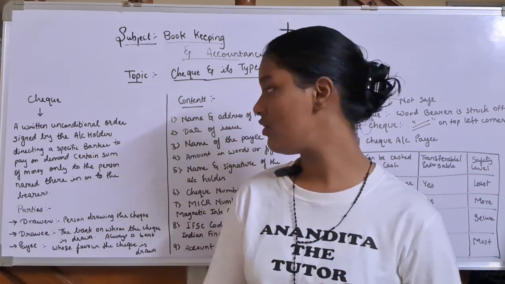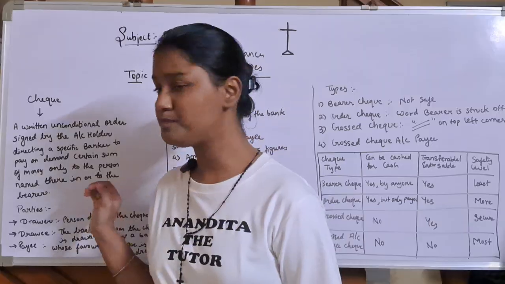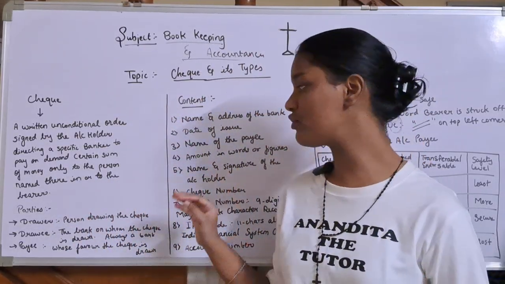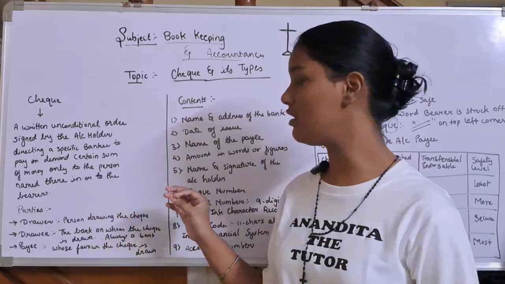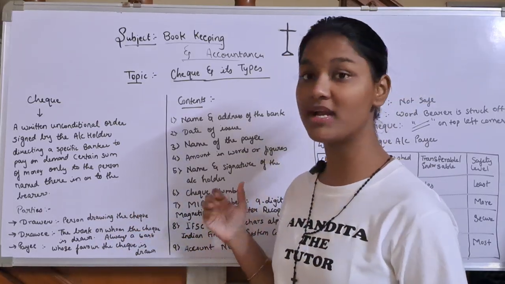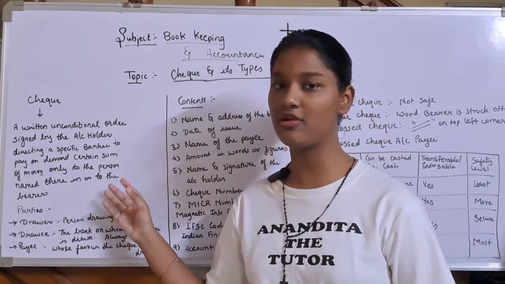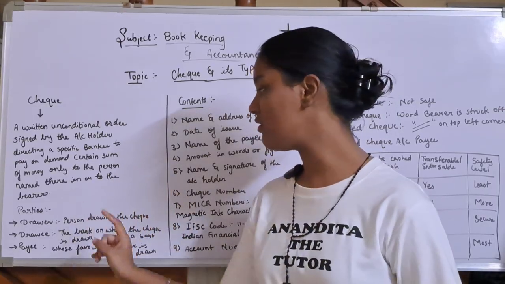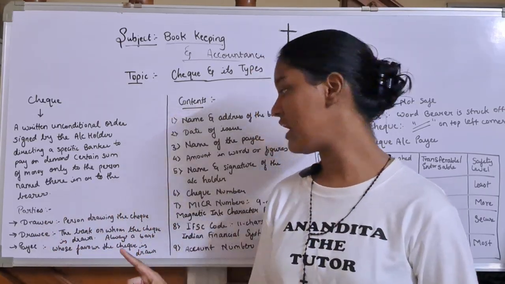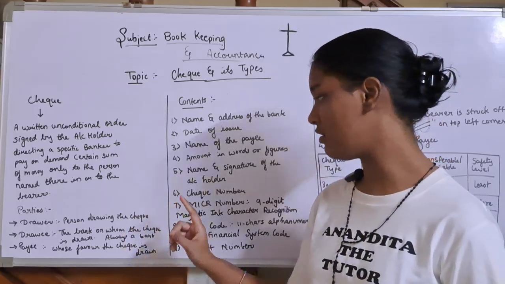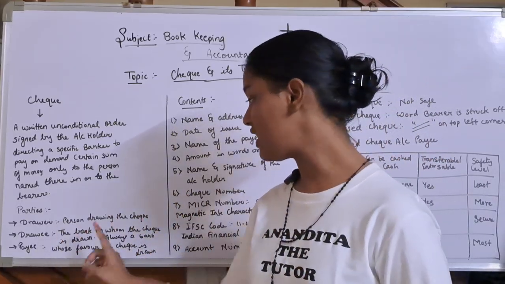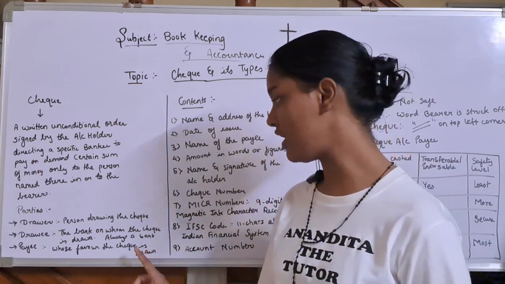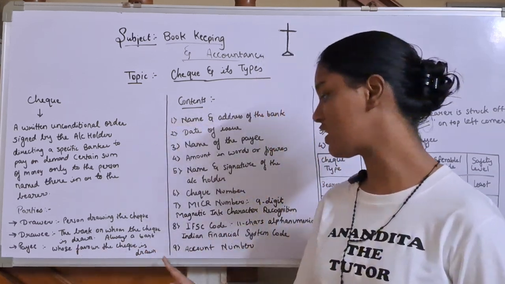That we'll learn now. Before we dive into the types, we need to know who the parties in the check are, and what the contents of the check are. Without that we will not understand the types. So who are the parties? The parties are the drawer, that is the person drawing the check. Then the drawee, the bank on whom the check is drawn. And the payee, in whose favor the check is drawn.